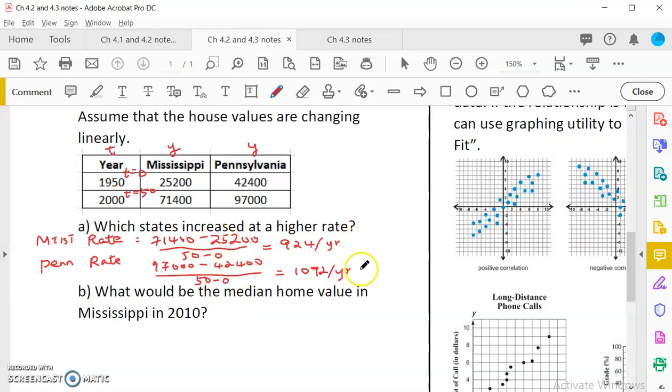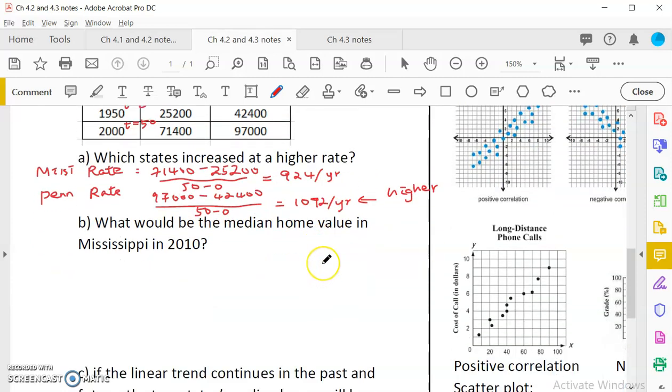So which one is higher? So this is a higher rate. Pennsylvania's median housing price increased at a higher rate.